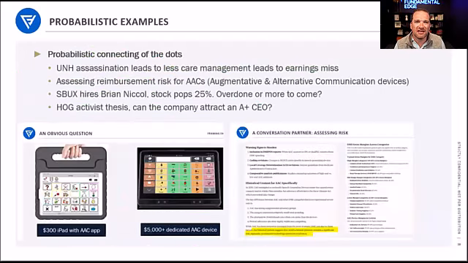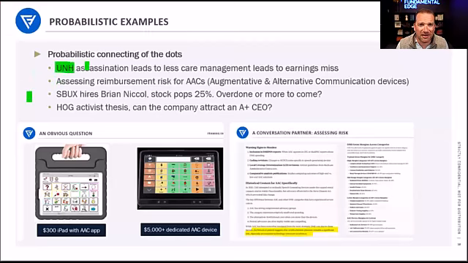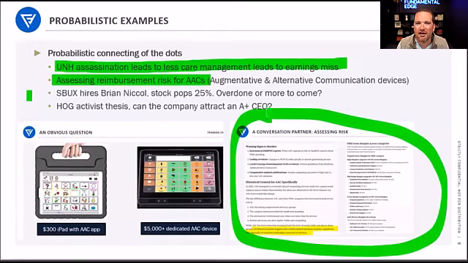probabilistic considerations. I'll give a couple examples of connecting the dots. We've seen in real time how the assassination of a business leader led to less care management, which exacerbated a big earnings miss at United Health. I've used these tools to assess reimbursement risk for augmentative and alternative communication devices for autistic individuals, trying to understand what the warning signs to monitor are around potential reimbursement risk.